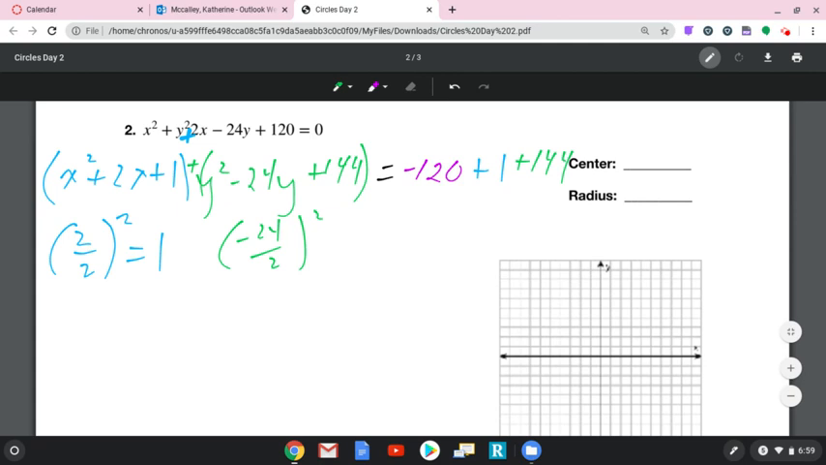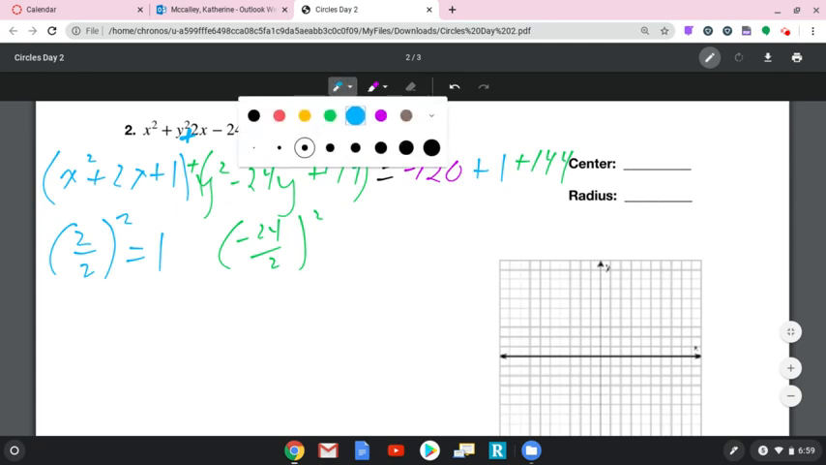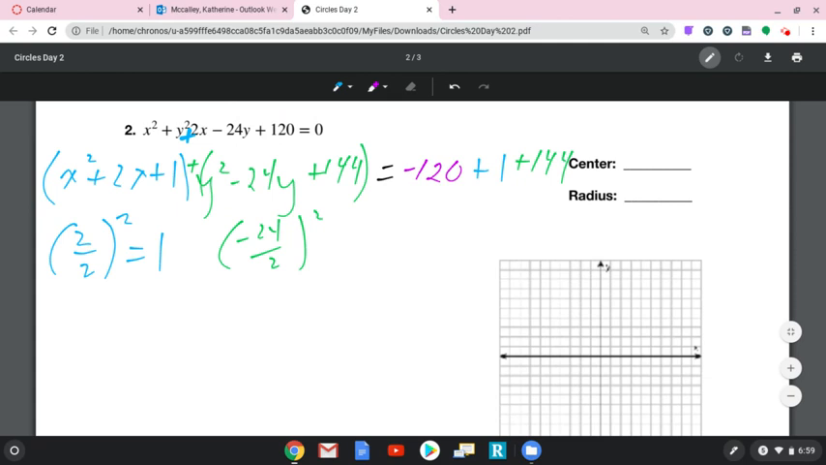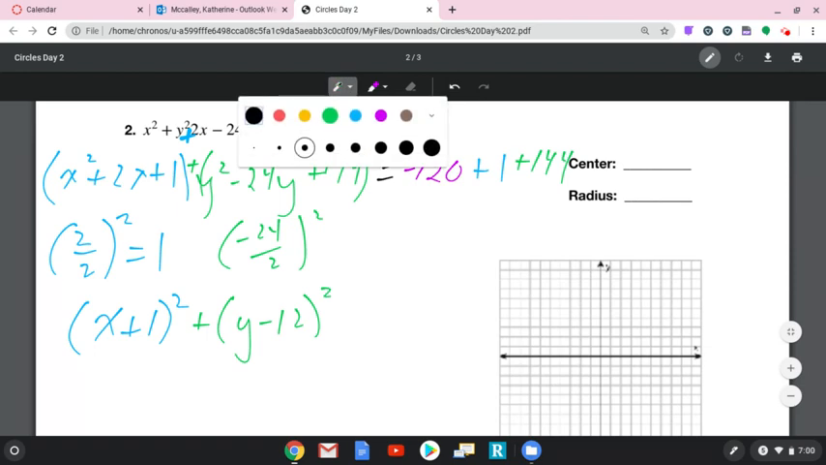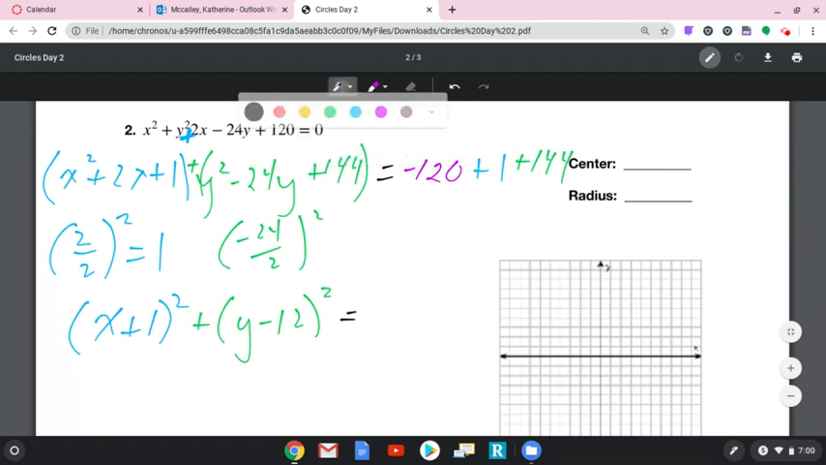Okay, now I can factor my perfect square trinomials. The first one, x squared plus 2x plus 1, factors into x plus 1 squared, that perfect square trinomial. My next one, I have y squared minus 24y plus 144, factors into y minus 12 squared. And if I simplify my other side of my equation, what do I get, guys? I have negative 120 plus 1 plus 144. I'm getting 25. So again, I can easily see my center and my radius.